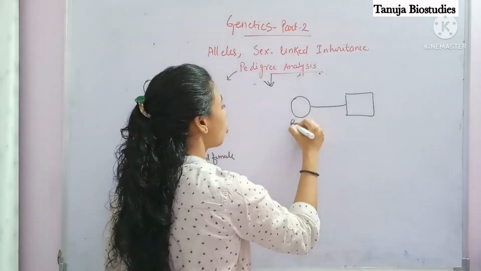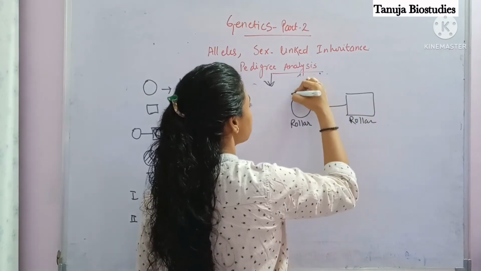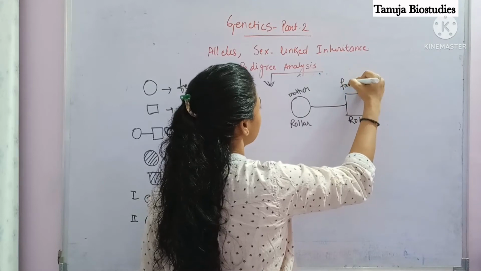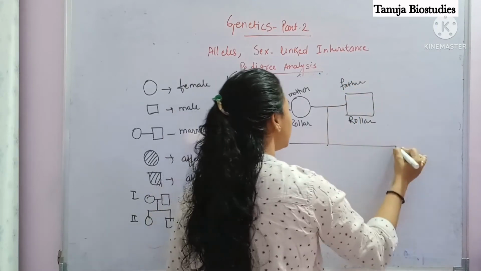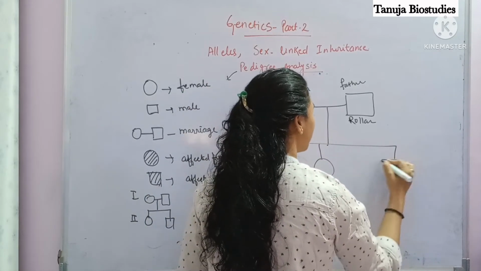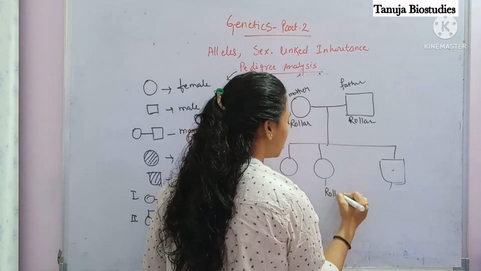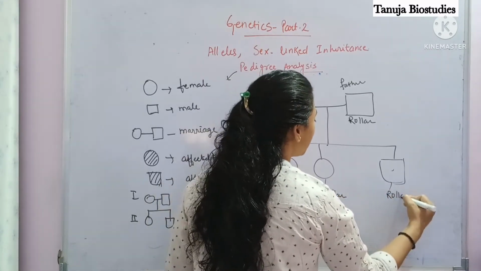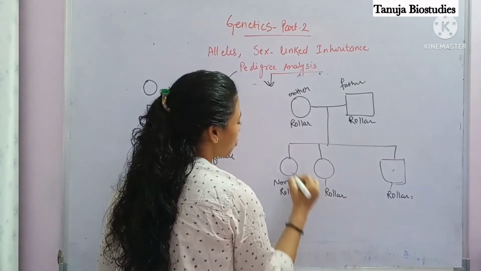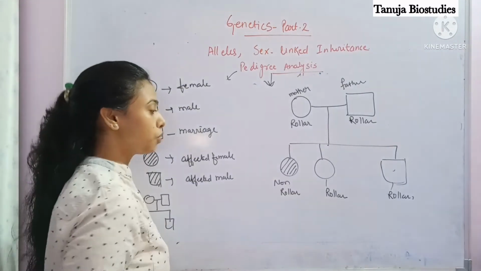So we are writing roller. This is mother and father. Now they are having 3 children, 2 daughters and 1 son. Out of which 1 daughter and 1 son are also roller. But this one is non-roller, which we have shown by this sign. Fine, so this is non-roller.